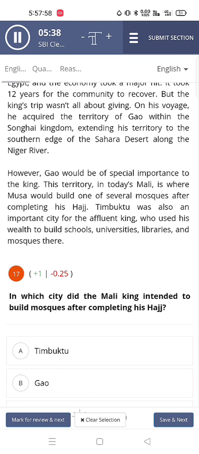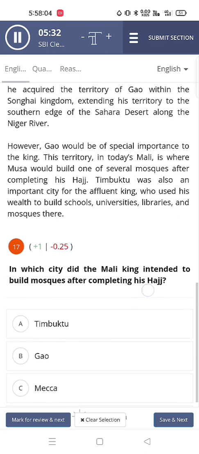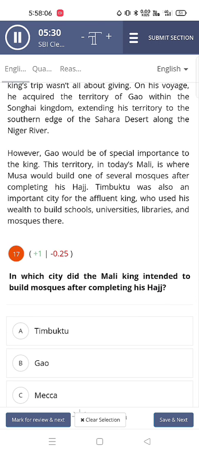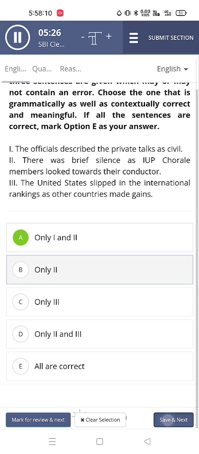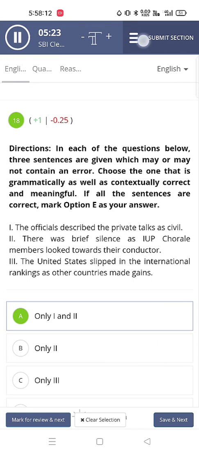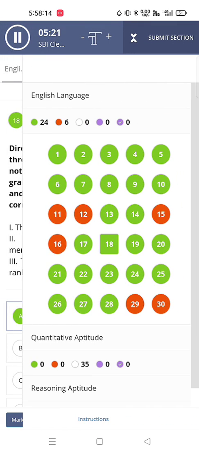That territory in today's Mali is where Musa would build one of the several mosques after completing his Hajj. So this territory, Gao, would be of special importance. So Gao is the answer. So now you can see that we have completed 24 questions, and these four questions are left, which are based on statements.